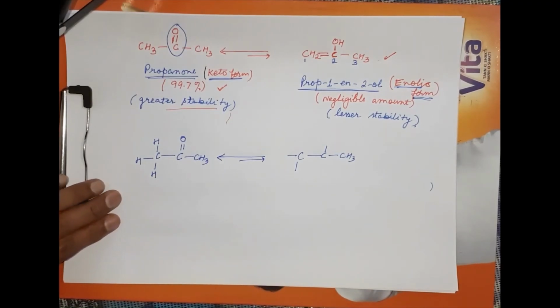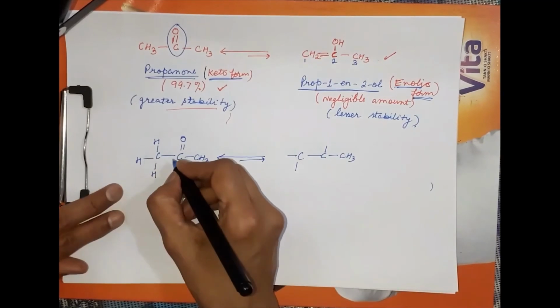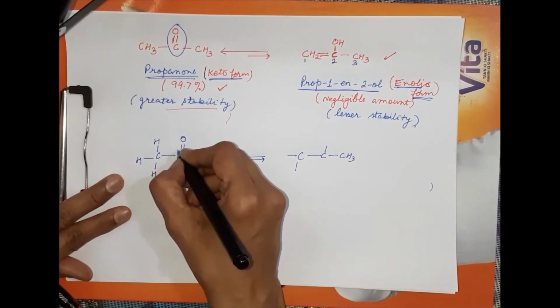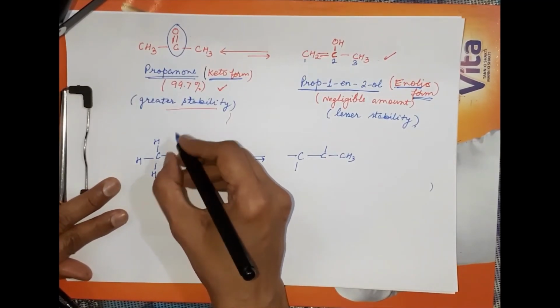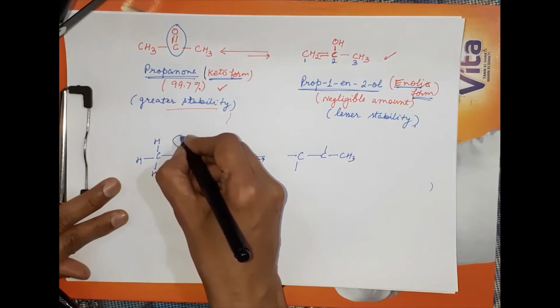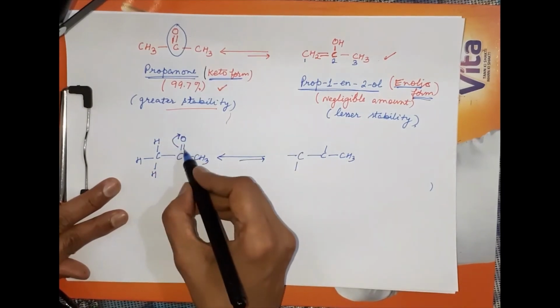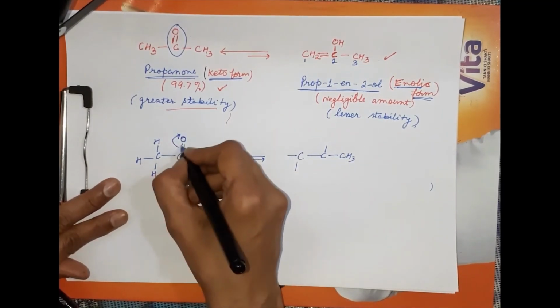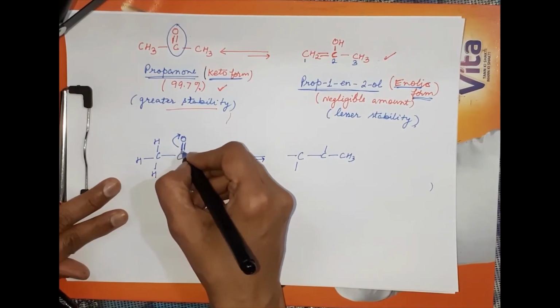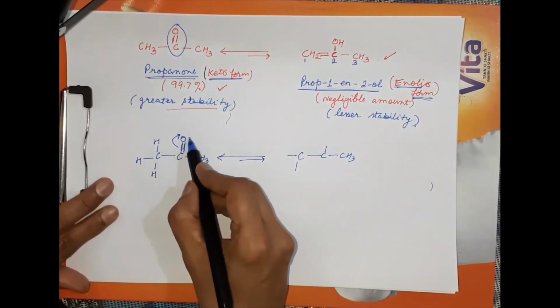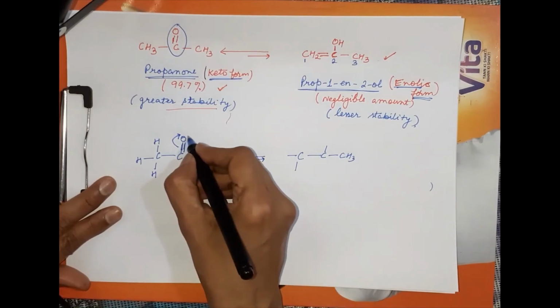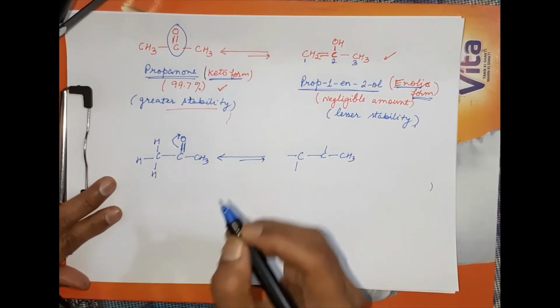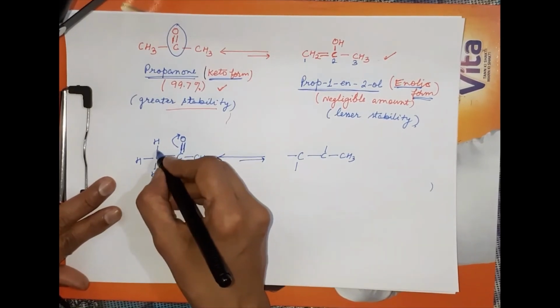So what happens? The electronic displacement takes place like this. So this double bond, first this double bond between the carbon and oxygen will break, and this oxygen will develop the negative charge. And then what happens?